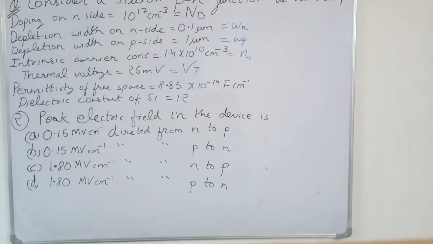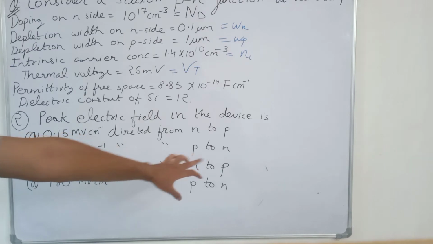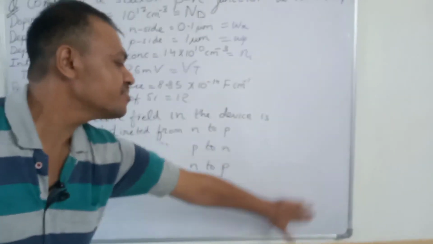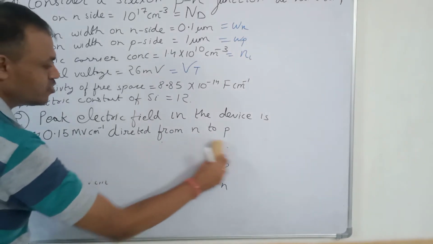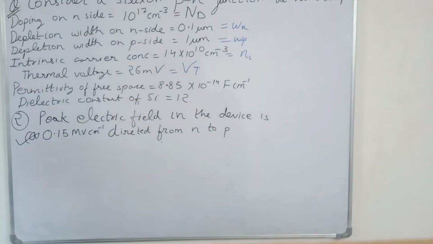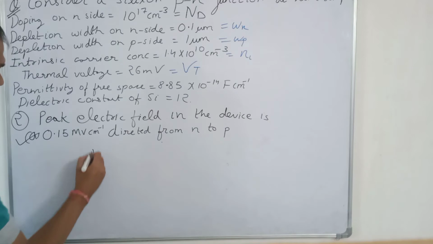Now in the second part of this question we have to find the peak electric field in the device and its direction. Option A is 0.15 megavolts per centimeter directed from N to P. Option B is 0.15 megavolts per centimeter directed from P to N. Option C is 1.80 megavolts per centimeter directed from N to P, and option D is 1.80 megavolts per centimeter directed from P to N. Out of this, A is the correct option. We will prove how. PN junction consists of a depletion layer.